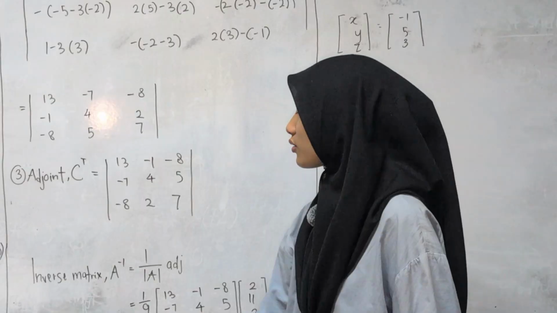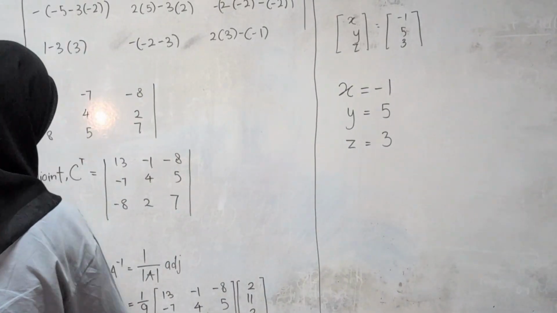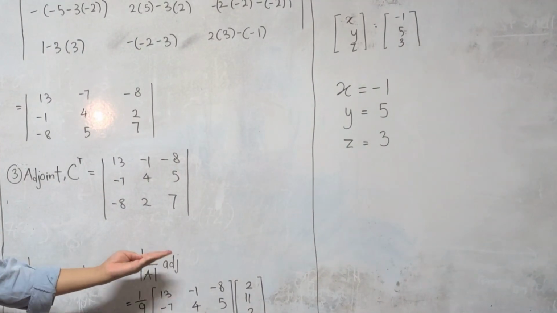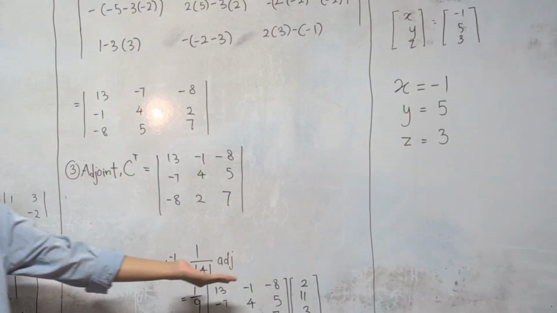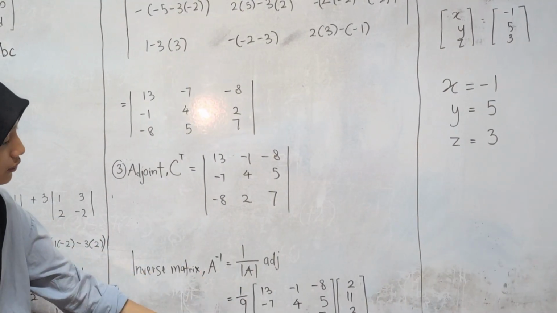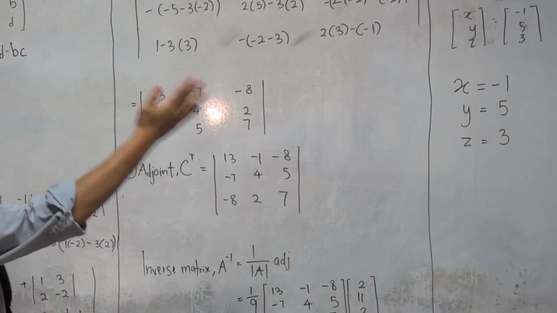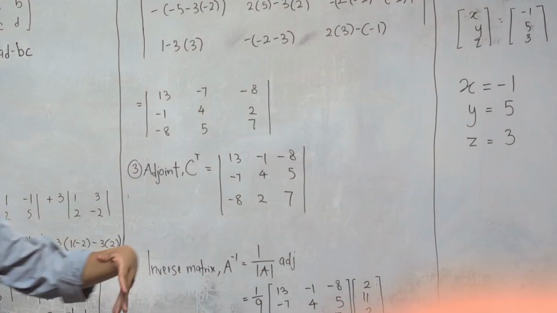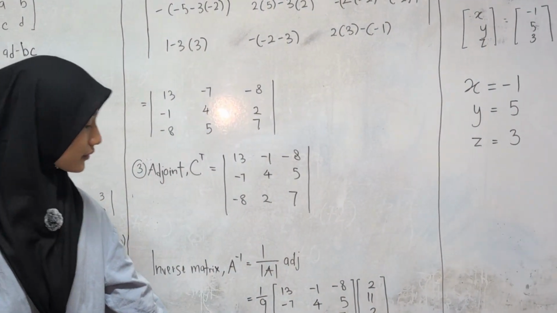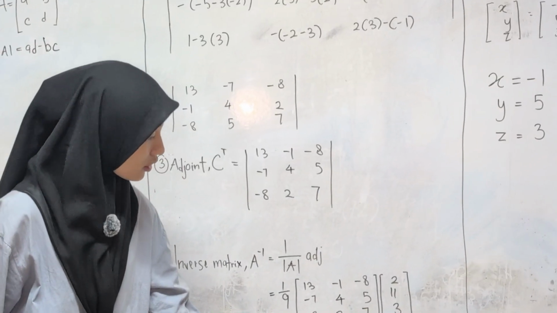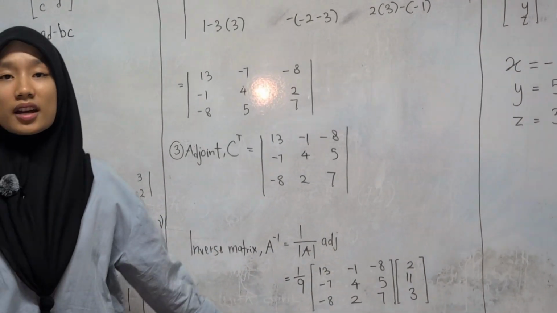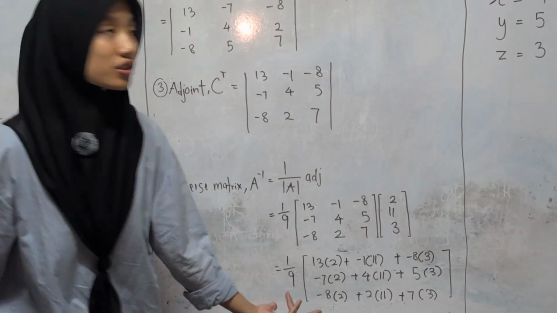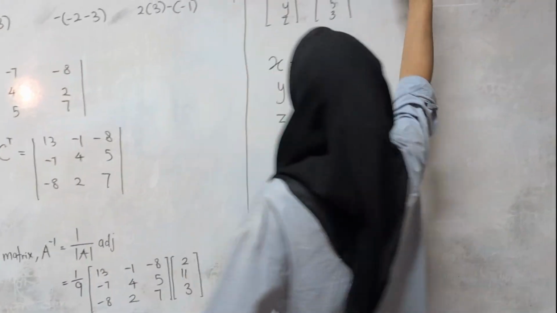So next, you do the inverse matrix. The formula is here: 1 over determinant times adjoint. And then you put in all the values that you have gotten before. You just put them inside, and then you solve it using your matrix knowledge. Then there you go, boom.